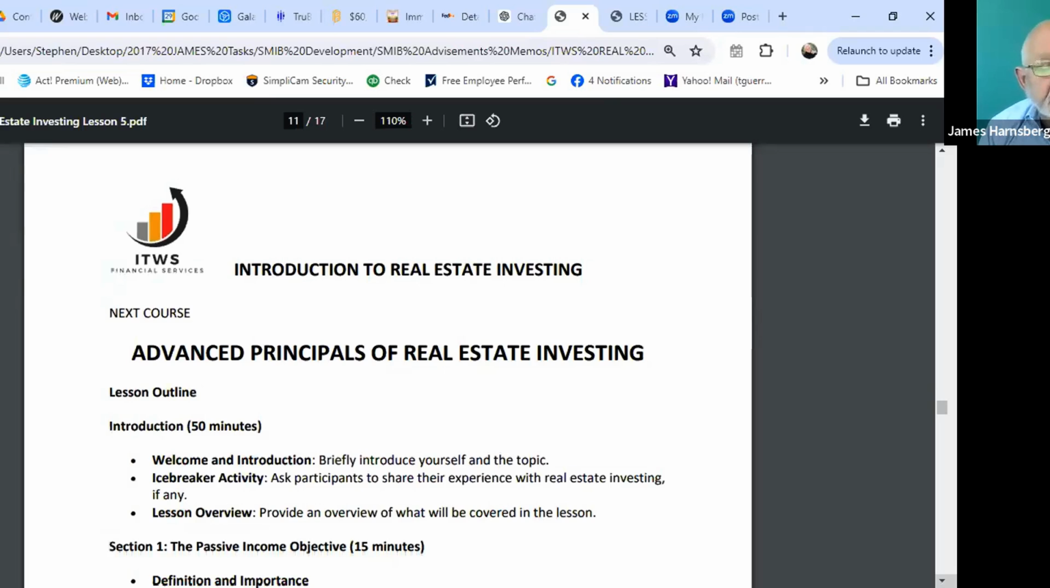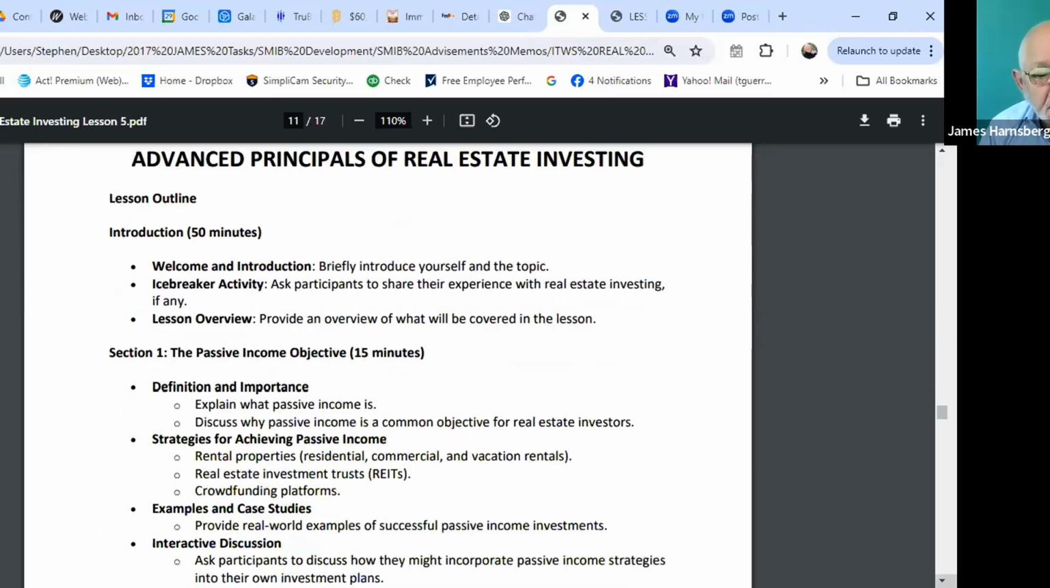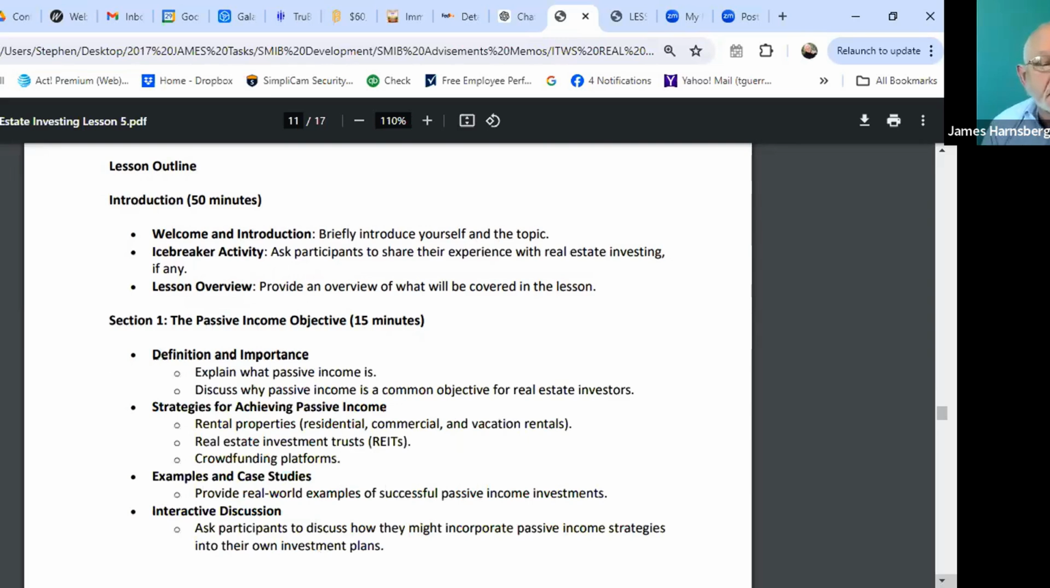The next course is a 5-lesson course, Advanced Principles of Real Estate Investing. We're going to take each of the 5 objectives and dive into them in great detail. These will be 75-minute courses. We'll be doing them on a Saturday morning again, starting, I believe, next Saturday for the next 5 weeks, and dig into this advanced course.